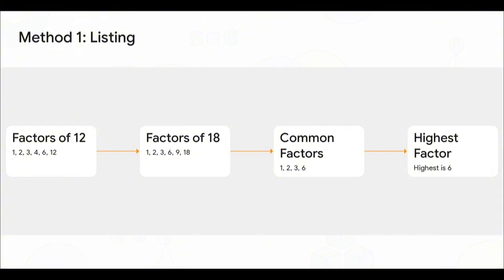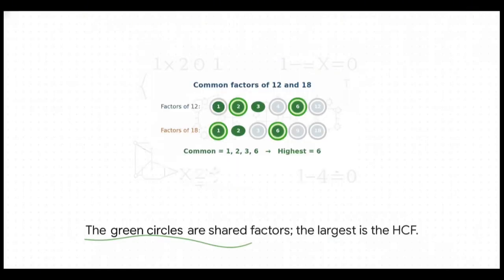For step 3, we're playing a matching game. We look closely at both lists to spot the common factors, the numbers that show up in both rows. We can easily see they share 1, 2, 3, and 6. Finally, step 4, just pick the highest number from that shared list. The highest is 6. Easy, right? When we highlight those shared factors, it brilliantly illustrates exactly why 6 is the winner. It's just the biggest shared number in both lists.